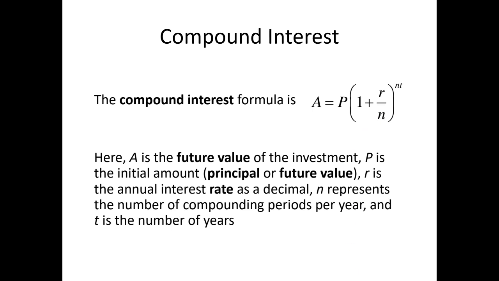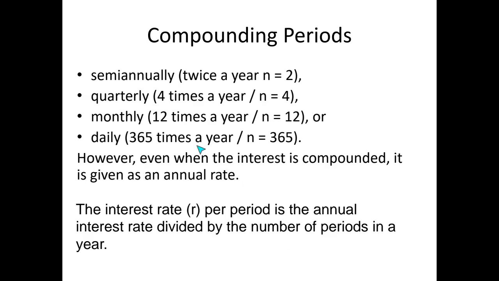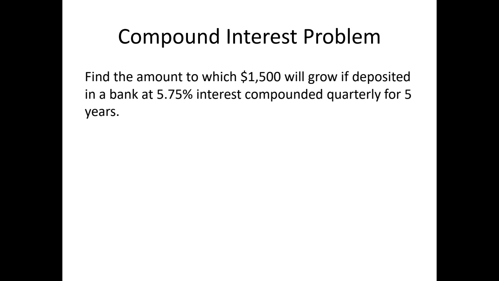Okay, so here are some examples. If it's daily, we would use 365. If it's monthly, we would use 12. If it's quarterly, we would use 4, and so on. Okay, so here we have an example. Find the amount to which 1500 will grow if deposited in a bank at 5.75% interest compounded quarterly for 5 years. Okay, so let's go ahead and see what we have.